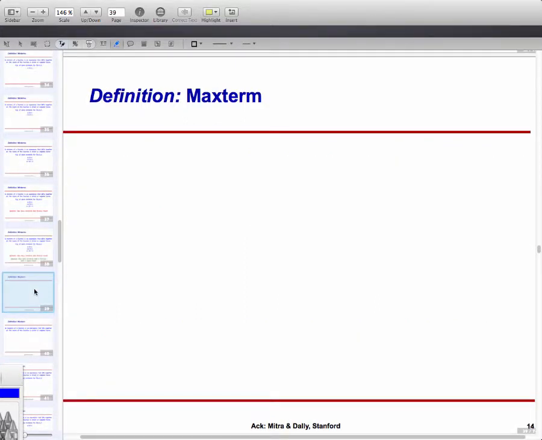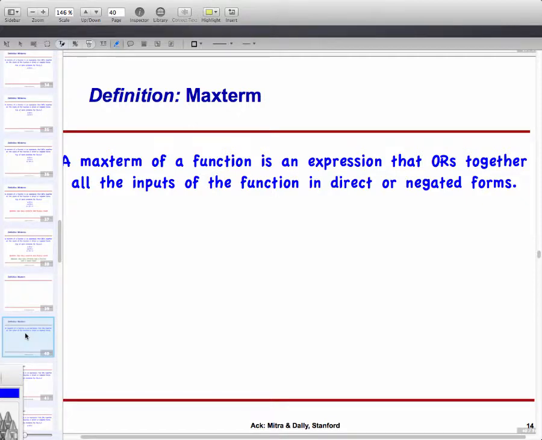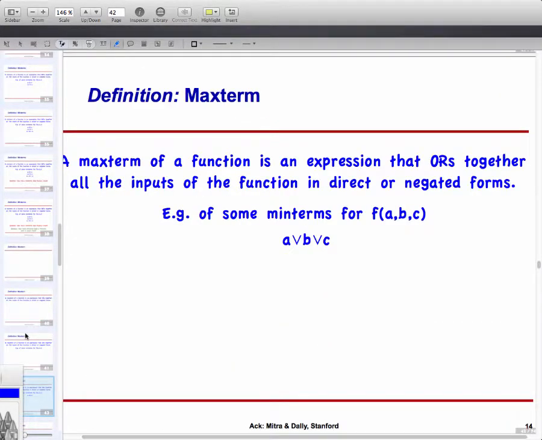Another definition, which is the dual of this, is called maxterm. So, anyone wants to take a guess of what a maxterm might be without looking at the slides? Dual, right? So, instead of AND, we are going to use OR. So, a maxterm is now all the variables ORed together, but some of the variables might be negated. Okay, so in our case, it's an expression that ORs together.